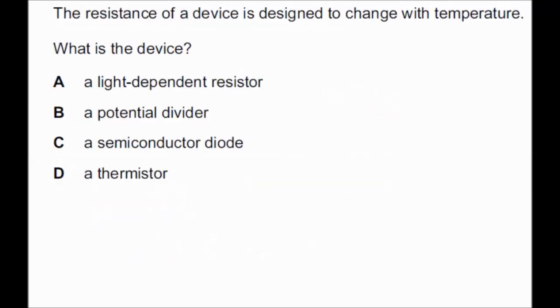The resistance of a device is designed to change with temperature. What's the device? Well, thermistor comes from 2 words. Thermal, meaning heat, and then resistor. So I'm pretty confident the answer is D.